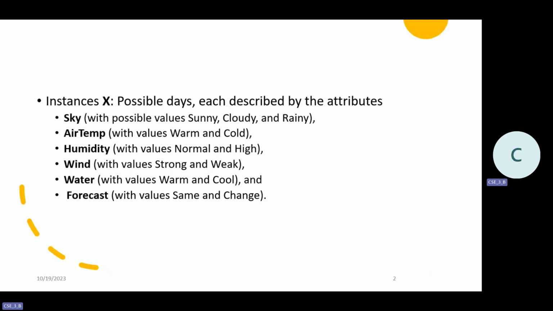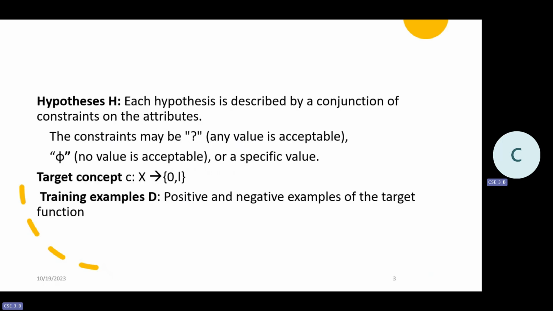For example, in this case, observe here in the data set, the instances X are nothing but the possible days related to the weather attributes, described as below. That is sky with the possible values sunny, cloudy and rainy, air temperature with values warm and cold, humidity with values normal and high, wind with values strong and weak, water with warm and cool, forecast with the same, and change. When such instances are given, we have to define the hypothesis.